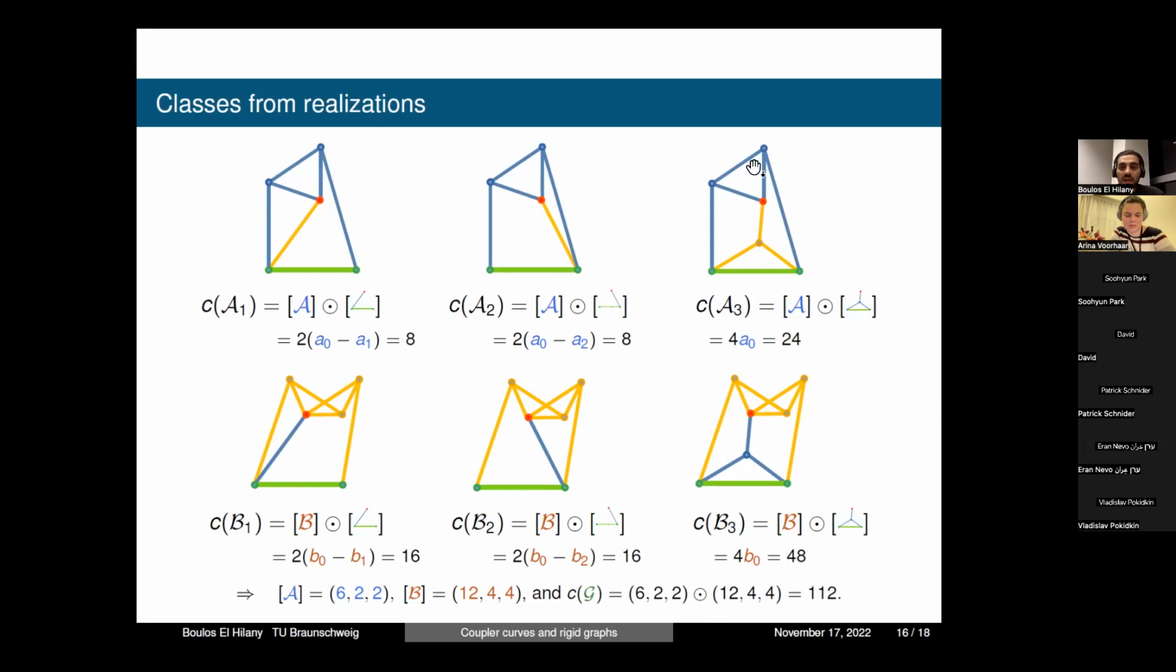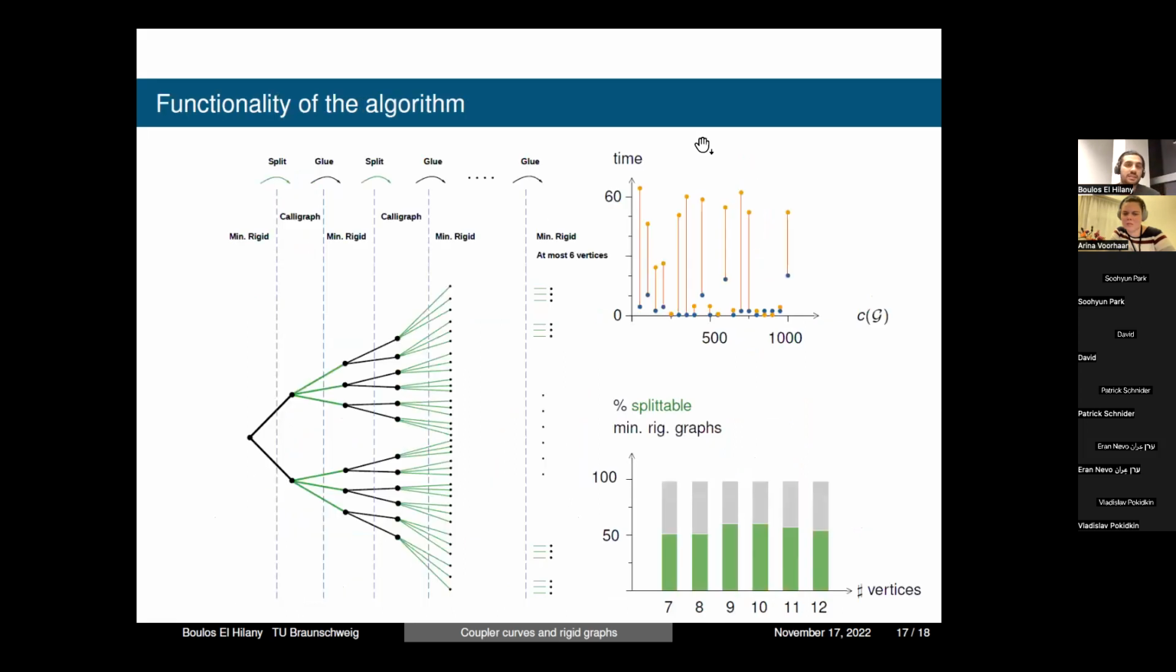Okay. Yeah, you can interrupt me again. So the idea is to do this iteratively. I always start with the minimal rigid graph, the big one, and then I want to compute the number of realizations. If I'm lucky, if it's nice enough, I can find a splitting pair. So for this, I want to compute for each Calligraph the number of the classes, and find the number of realizations.